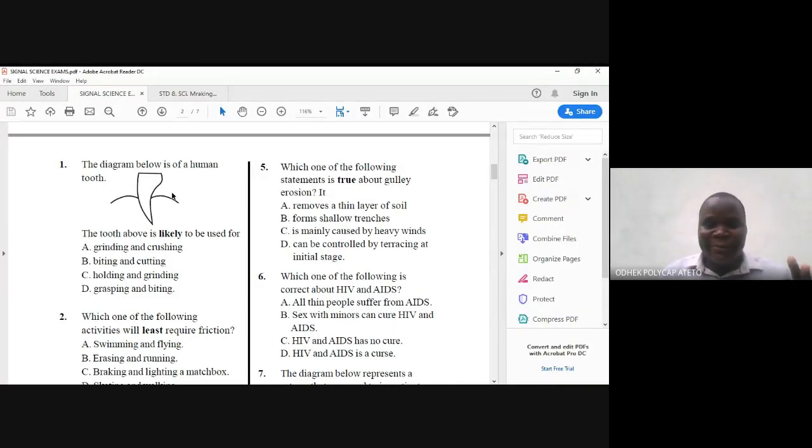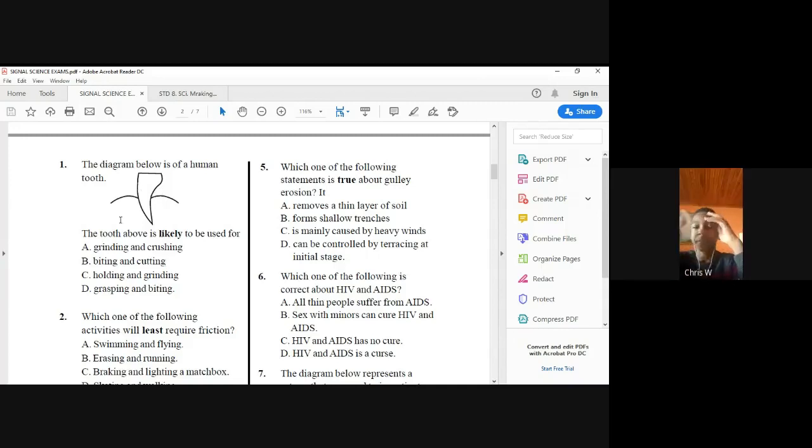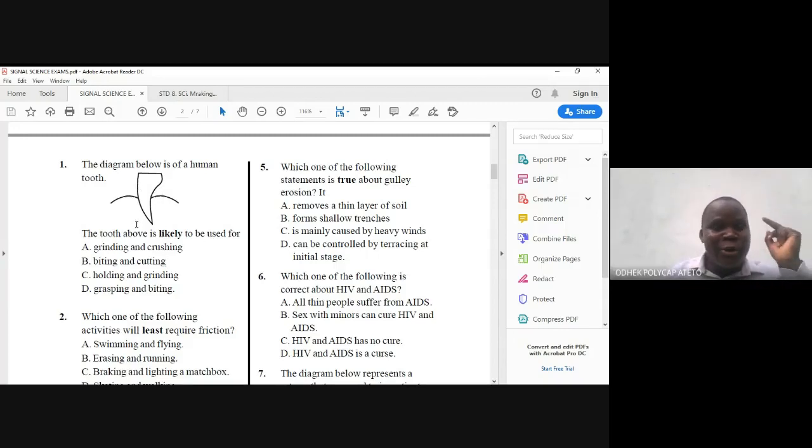Understood? Yes. So those are the 3 questions that you need to know. You need to know characteristics, you need to know uses, you need to know the identification. When you get the uses, you have to tell me choice A is for what? Like Grace was telling us. Biting is for what? Cutting is for what? Holding is for what? Grinding is for what? Grasping is for what? And biting is for what?